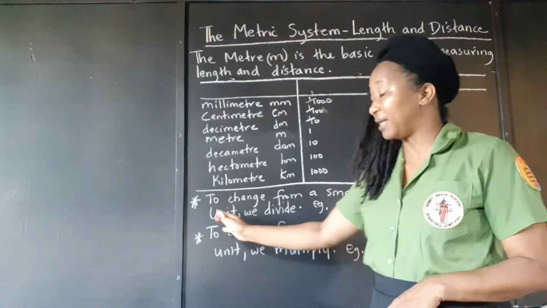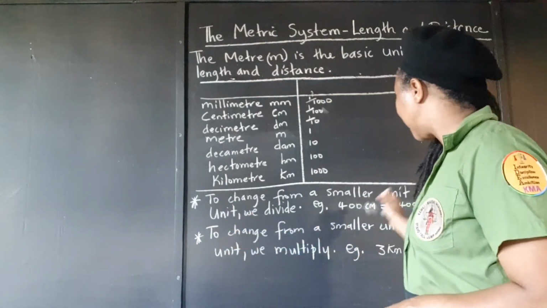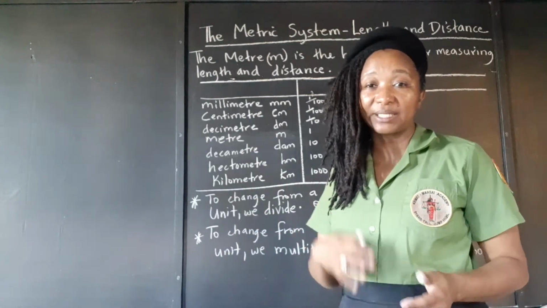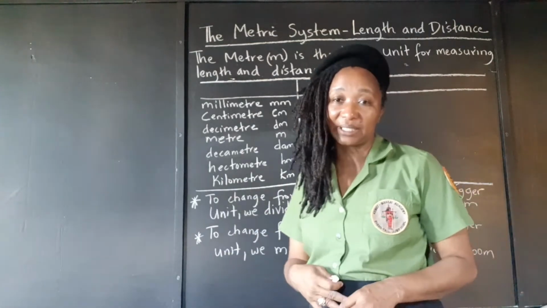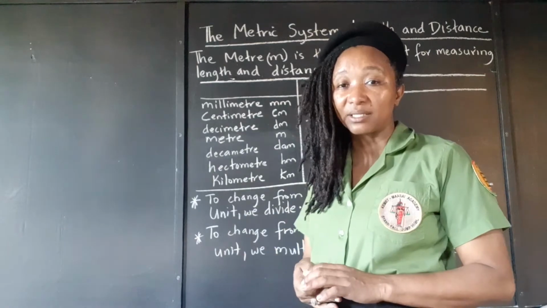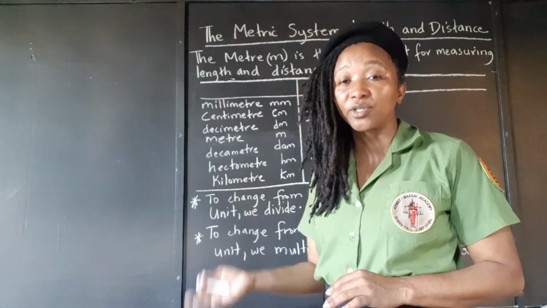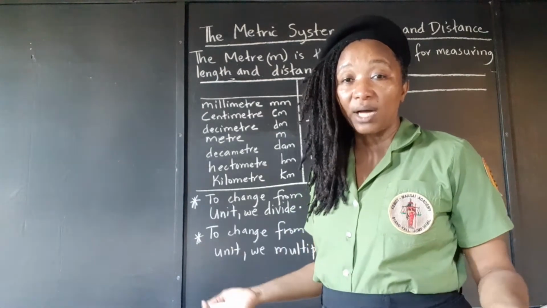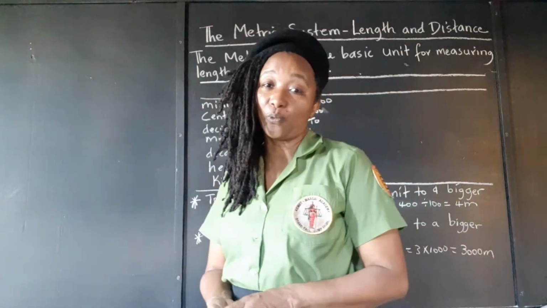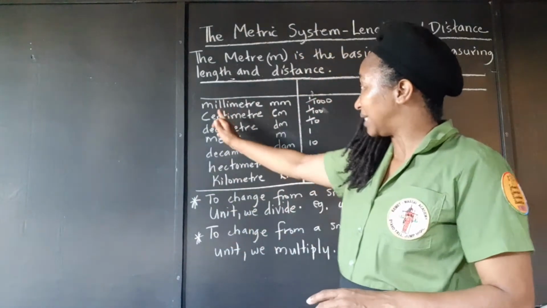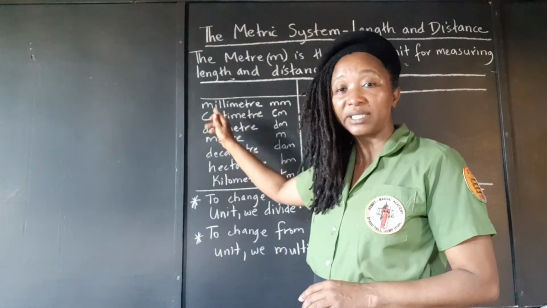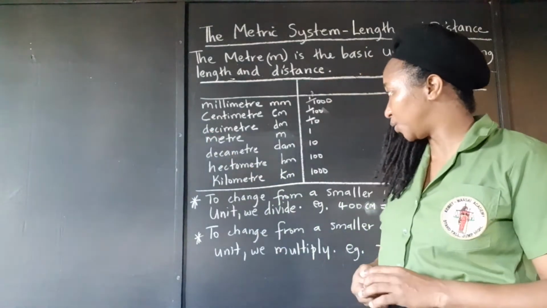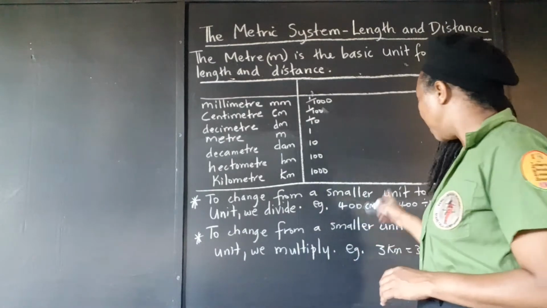So bear this in mind when we're changing from a smaller unit to a bigger unit. Like if we're changing from centimeters to kilometers, or meters to kilometers, or centimeters to meters. From the smaller unit to the bigger unit, we're going to divide, and divide by what? We're going to divide by a power of 10. Which power of 10? Look at the prefix, consider the prefix, and that will tell you what power of 10. Now we're going to do some examples.